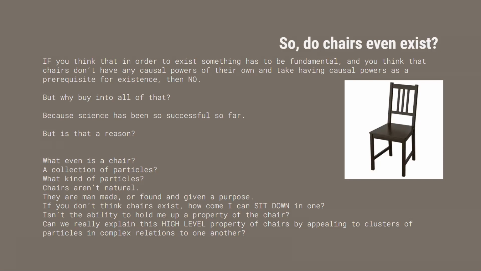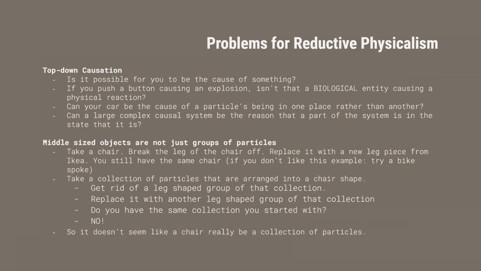So can we really explain, this is what I'm getting at, these high level properties of things, like the hardness of a chair, the hardness of a piece of wood, the ability for something to hold me up, to let me sit at a table, right? Can we explain the high level properties by appealing to the clusters of particles that are in complex relations to one another at the lower level of explanation, at the physical level? And in a sense, how you answer this question will determine whether or not you think that chairs exist.